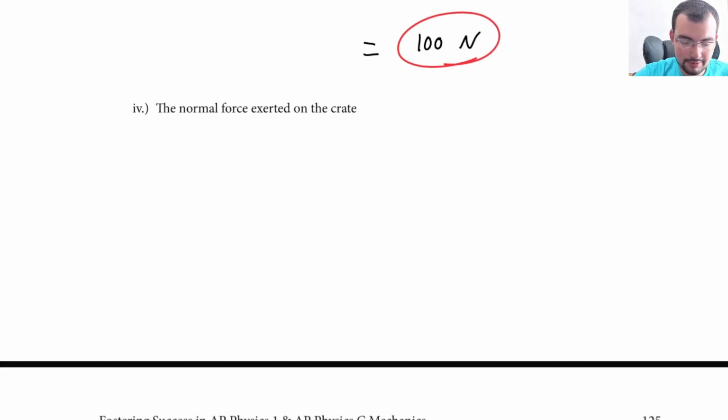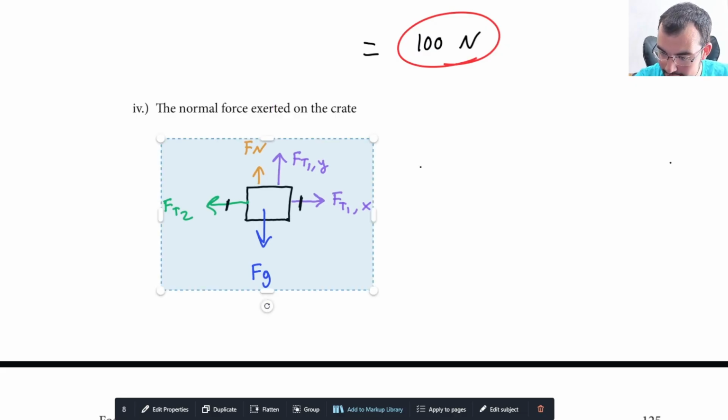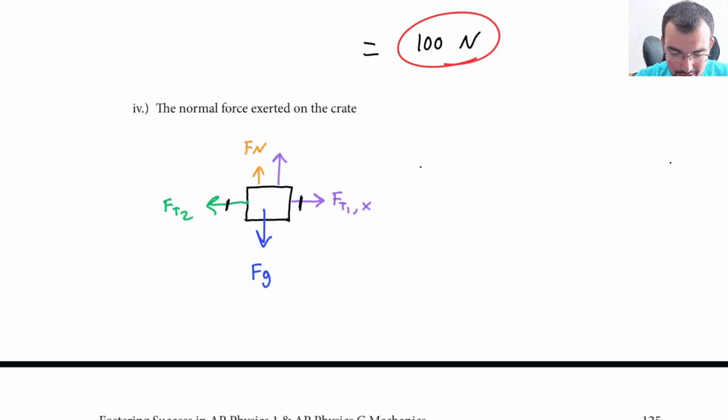All right, so what's the normal force exerted on the crate? Welcome back, component body diagram. I am going to clean this up. So we have found basically everything. So we said this was 100 newtons. This was 40 newtons. This was 30 newtons. And this was 40 newtons.